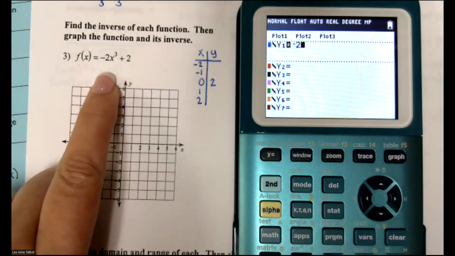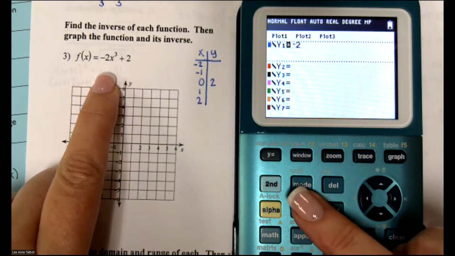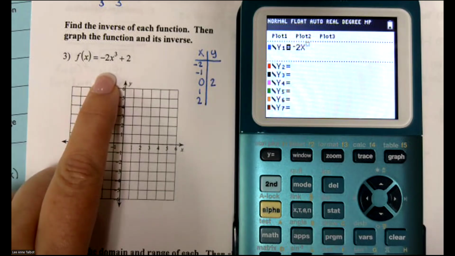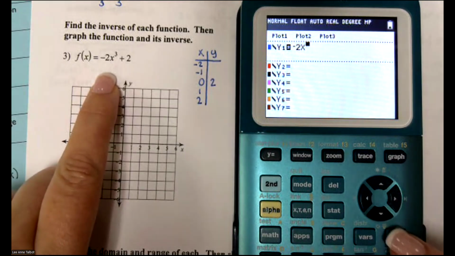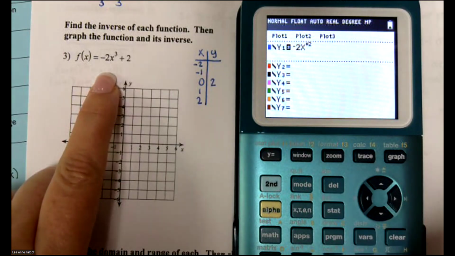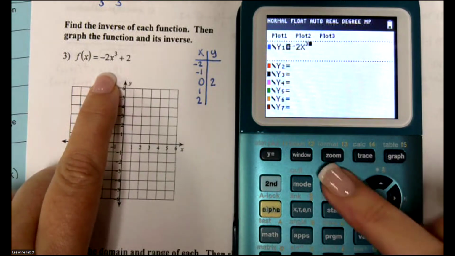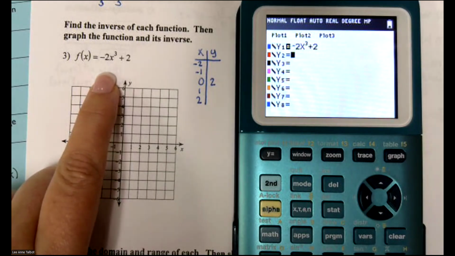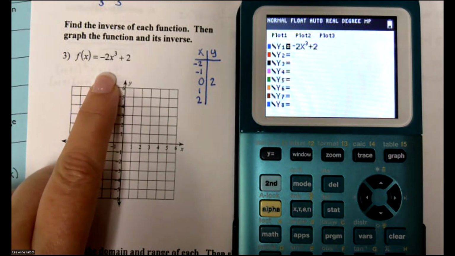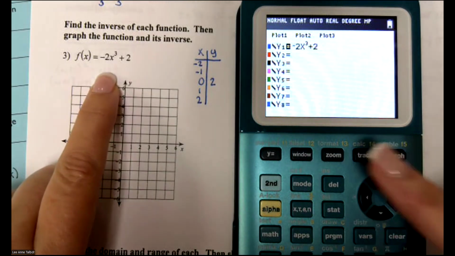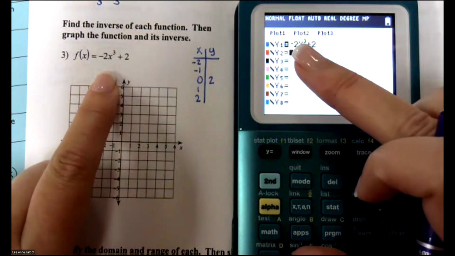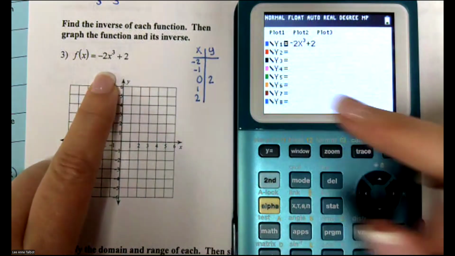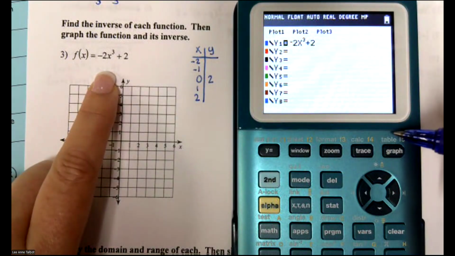Negative 2 x to the third plus 2. Nope. I got an arrow out of the exponent. There we go. Remember to hit the negative and not the minus here in front. Okay, and then remember, tables up here above graph, and everything above the buttons, you have to hit second first.